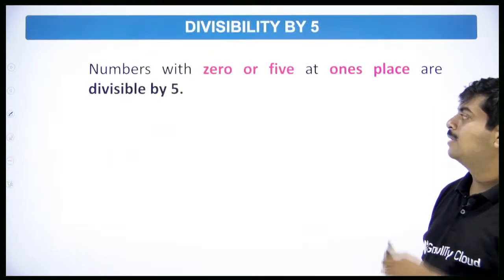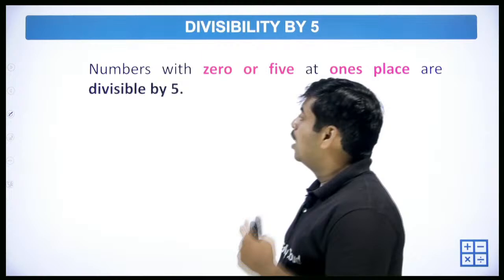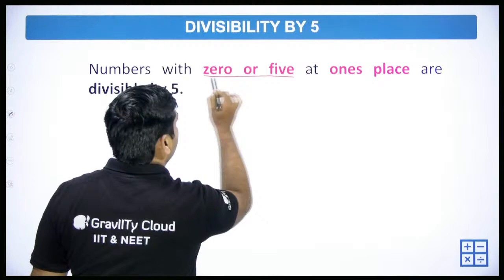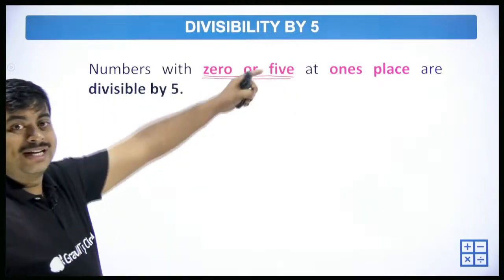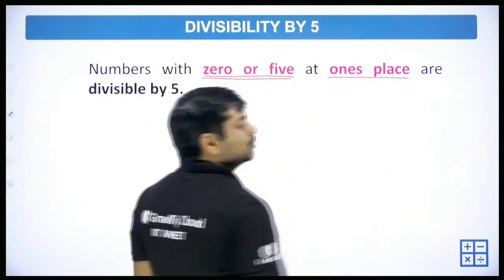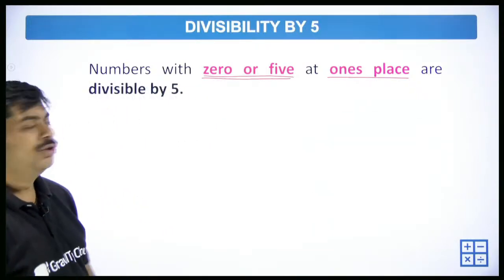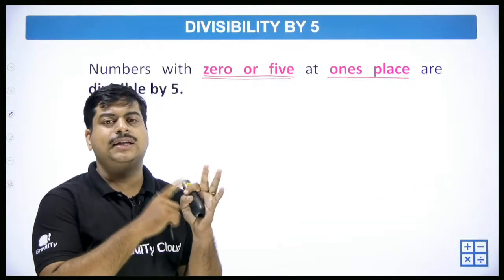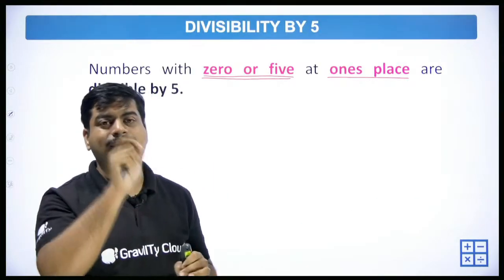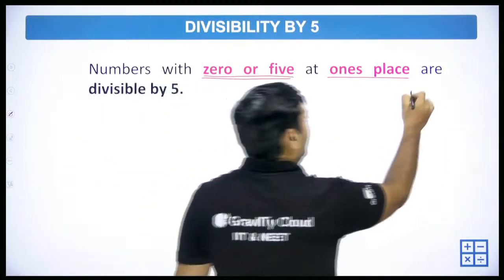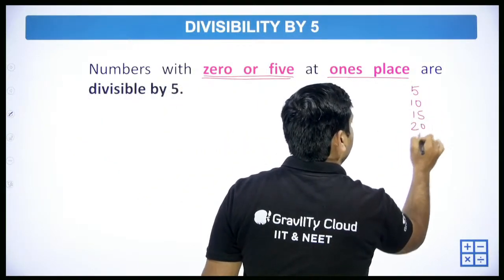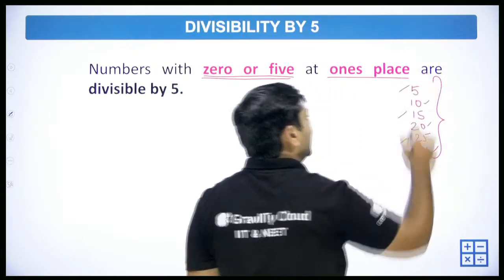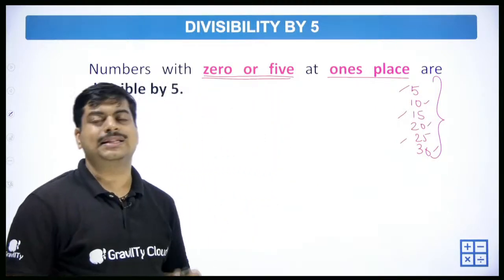Okay, so let's move ahead. Let's try to understand divisibility by 5, and with this we'll stop here. Numbers with 0 or 5 at the one's place are divisible by 5. You can see the table of 5. 5 times 1 is 5, then 10, 15, 20, 25, 30, 35. All these numbers either end with 0 or 5. So the unit digit should be either 0 or 5.